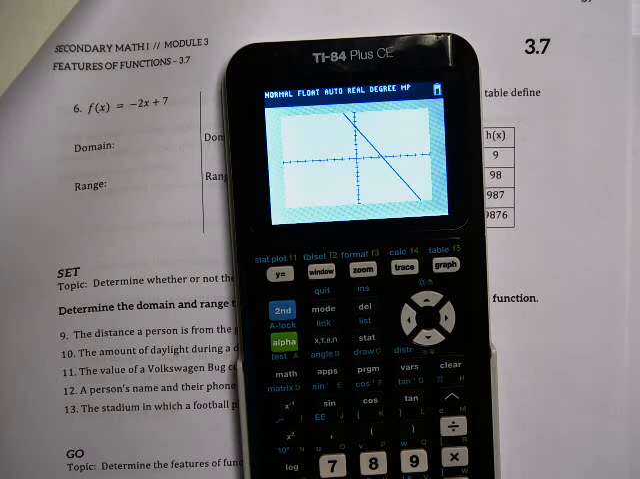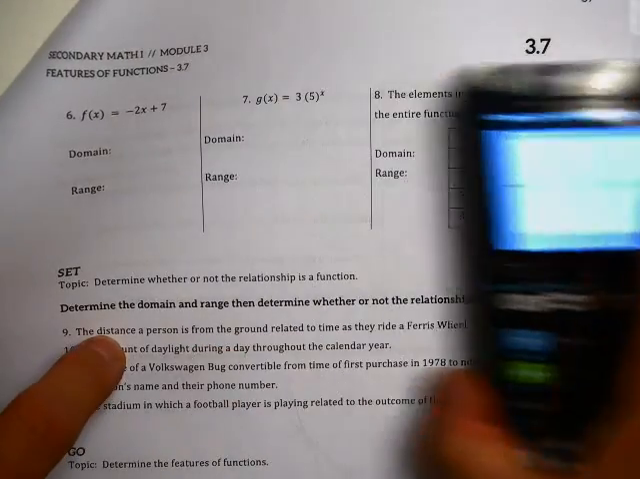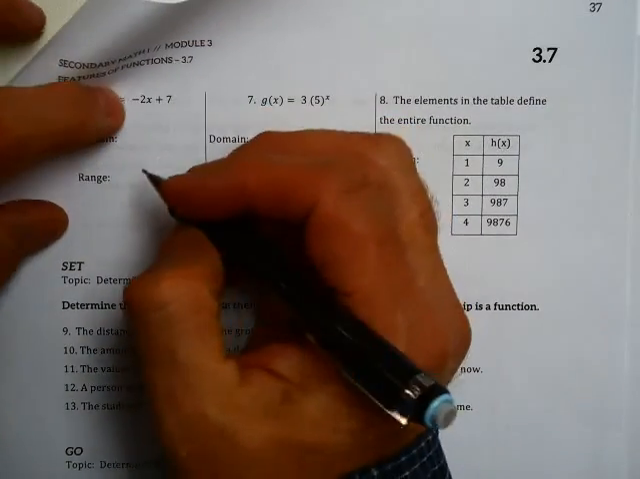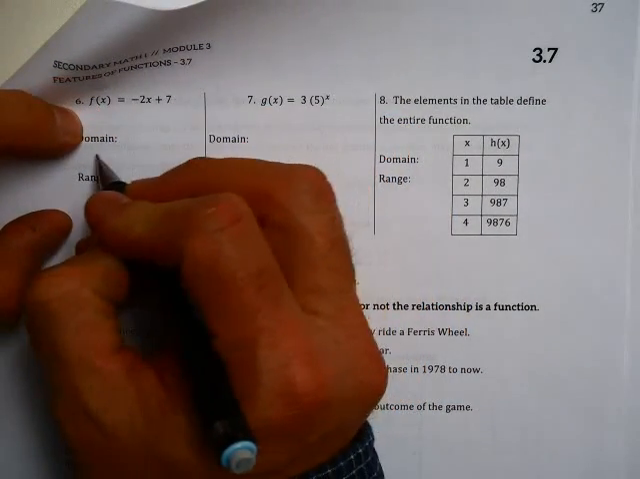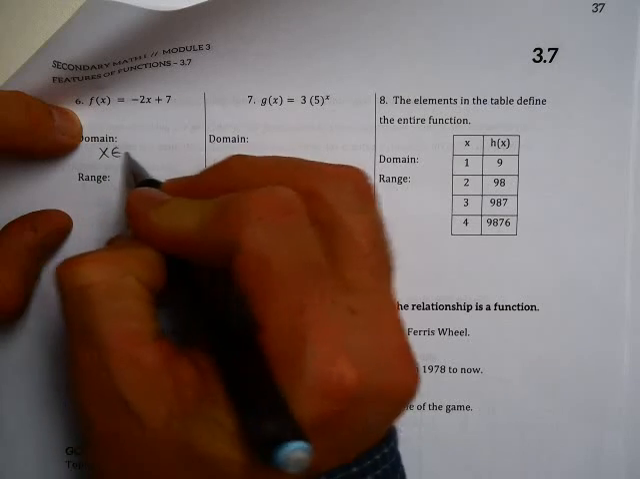What's the range? No, no. Negative infinity to infinity. Yeah, it's linear unless it's a vertical or a horizontal. The domain's going to be the same for any of these.